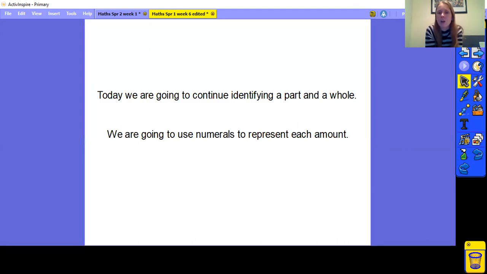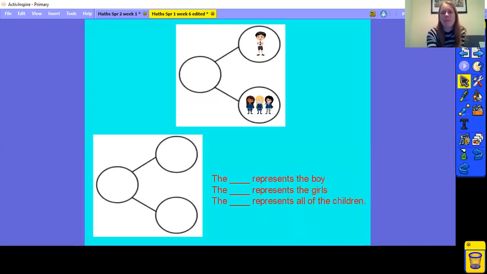Okay, so today we're going to continue identifying a part and a whole. And we're going to use numerals to represent each amount. Here we have a boy and some girls on our part, whole. The boy is in one part, the girls are in a different part. This number here would tell us how many children we have all together. I'm going to represent this using numbers.